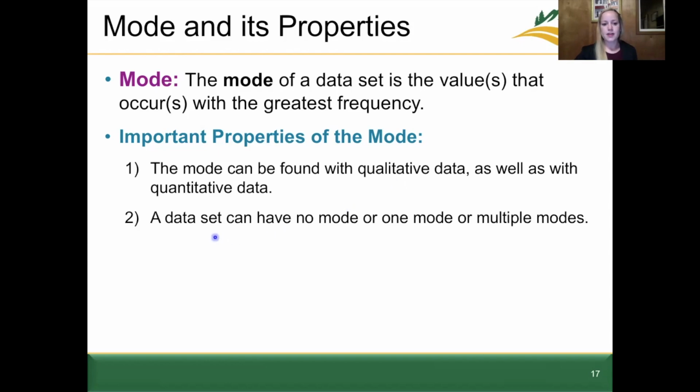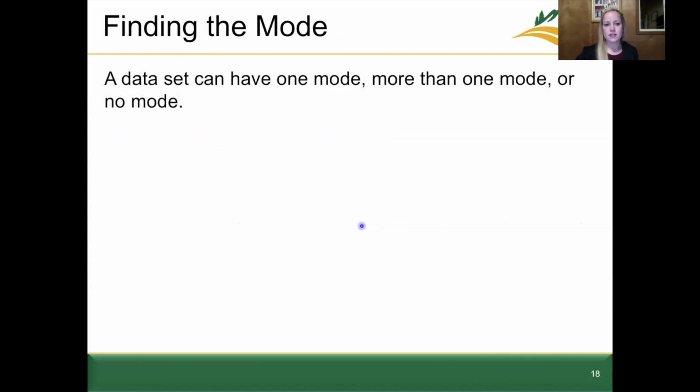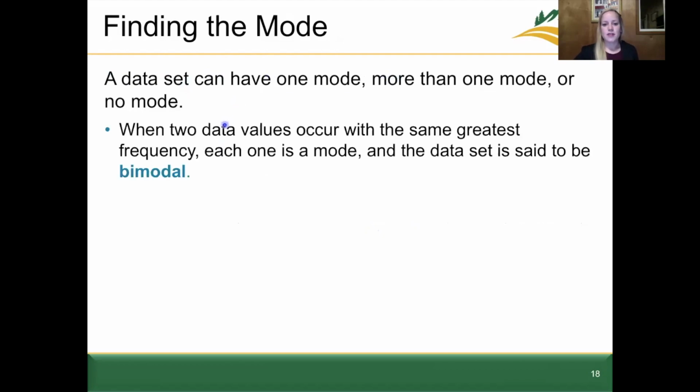Number 2, a data set can have no mode or one mode or even multiple modes. And we'll talk about an example of all 3 of these cases. And we'll go into this more specifically here. So to find the mode, a data set can have one mode, more than one mode, or no mode. So when 2 data values occur with the same greatest frequency, each one is a mode, and then the data set is said to be bimodal, or having 2 numbers or 2 qualitative measures that appear the most frequently in that data set. And again, we'll do an example.